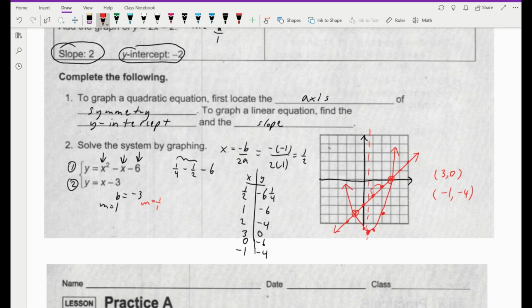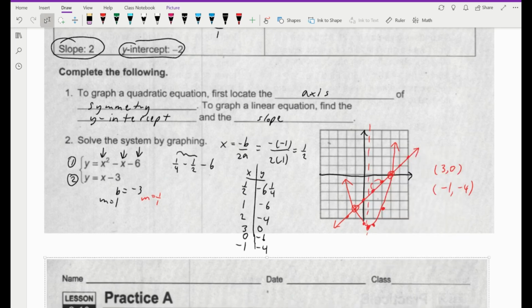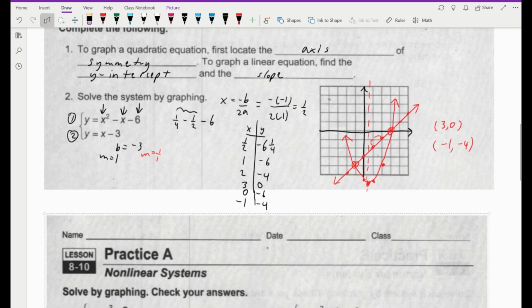So we have our solution now. It's going to be at 3, 0, and at negative 1, negative 4. Now, if we ever go too fast in the video, just pause it and continue that same problem again when you are ready.